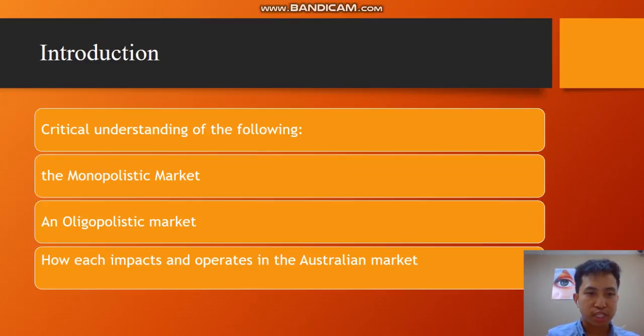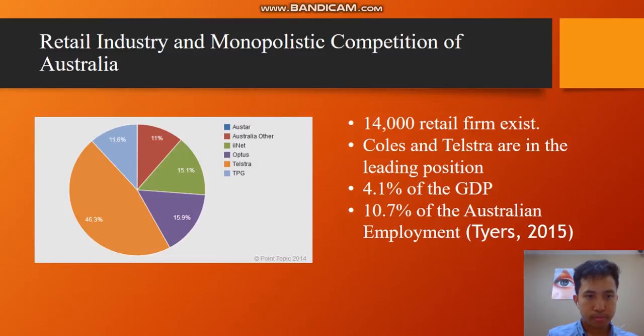So in this presentation, we are going to talk about the monopoly market and oligopoly market and how they impact the Australian market. A monopolistic market is understood as the market where only one or two firms offer their products and services to the customers, but the opportunity of product substitution is very low or absent. In Australia, retail giants like Coles, Telstra, and Australia Post are leading in the market. 4.1% of the GDP is from retail, with a contribution to 10.7% of Australian employment.